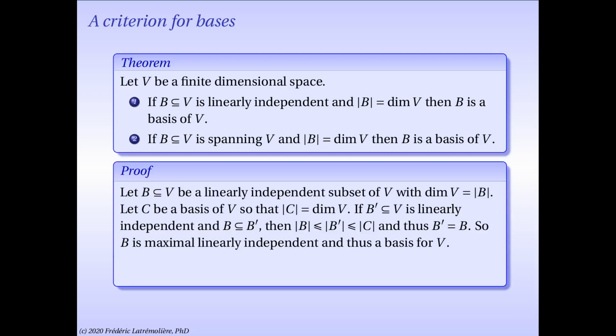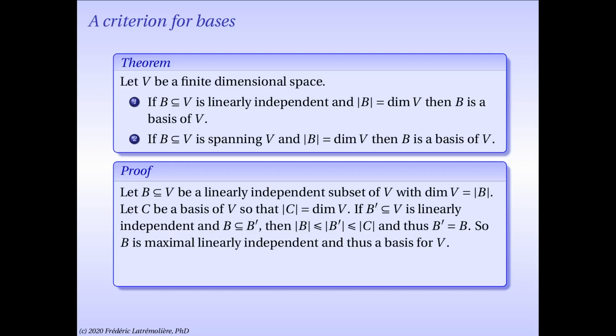So let's prove this. For instance, to prove bullet point 1, I'm going to prove that if B is a linearly independent subset of my vector space whose cardinality equals the dimension of my vector space, then B is maximal linearly independent and therefore a basis. To do that, first let's exhibit some basis of our vector space. Since our vector space is finite dimensional, such a basis exists. Let's call it C. Note that the cardinality of C by definition is the dimension of the vector space.